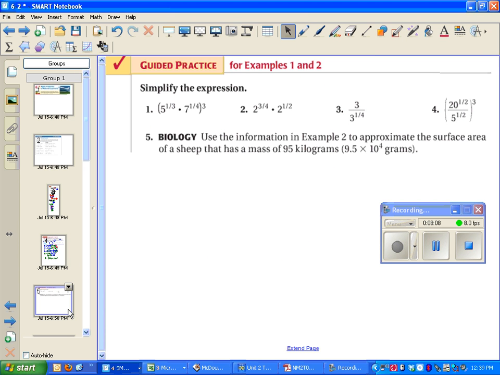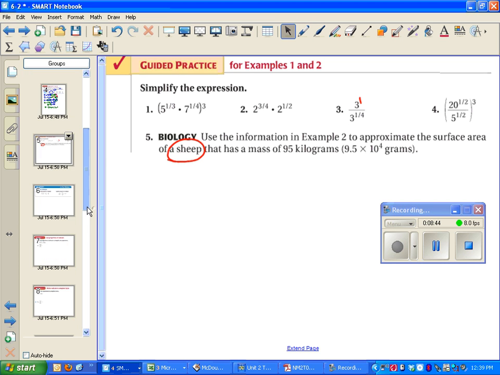So for your guided practice, let's see. Number 1 is pretty straightforward. Number 2, you have the same base, so just make sure you get a common denominator before you add. Number 3, that would be 3 to the 1st, so that's very similar to another example. For 4, I would notice 20 and 5 can be reduced, so I would rewrite that into a division problem with just one exponent of 1/2. And then for biology, you are going to find the constant for sheep. So good luck with that.